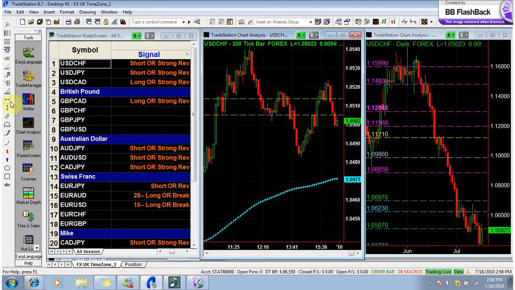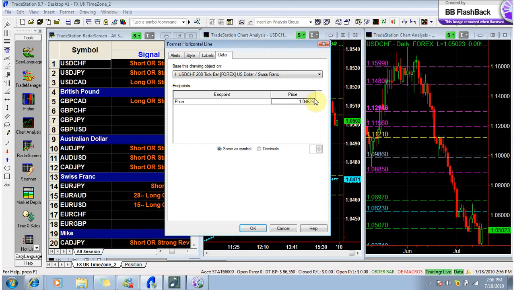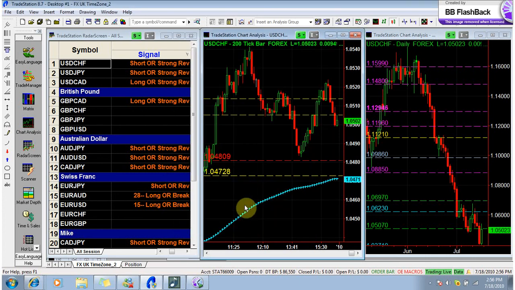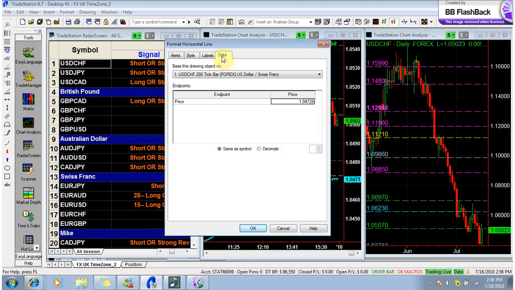So let me put the lines here so we can plan the trades. I'm going to put 2 lines. So one is going to be our sell signal, which is the 148.09. And our buy signal is the 105.07.